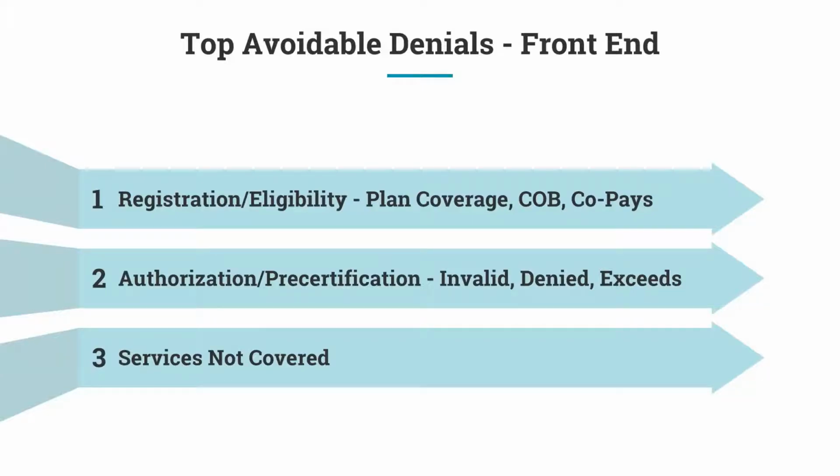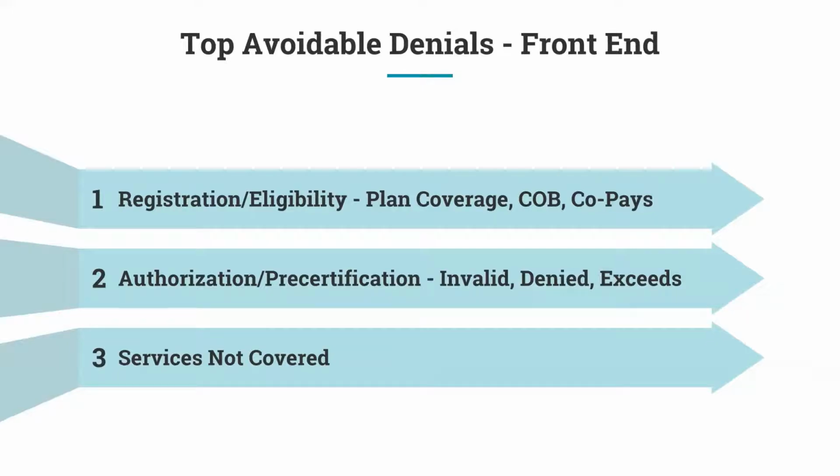So the top avoidable denials for the front end, registration and eligibility, as we mentioned earlier, is the top one. Those are plan coverage. Maybe we got the demographics incorrect, or coordination of benefits, maybe we had the secondary insurance paid for the first one. And one of them is copay. People might not think of that as a denial, but we get one that says you're denied $50 because you didn't collect your copay. Those are very informative for you if you have any upfront cash collection, so you can utilize that to help in that.